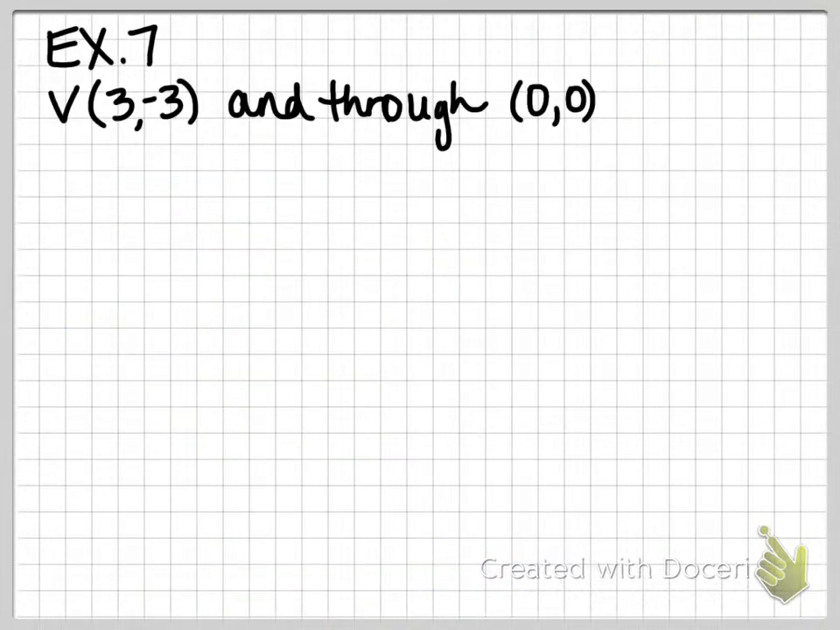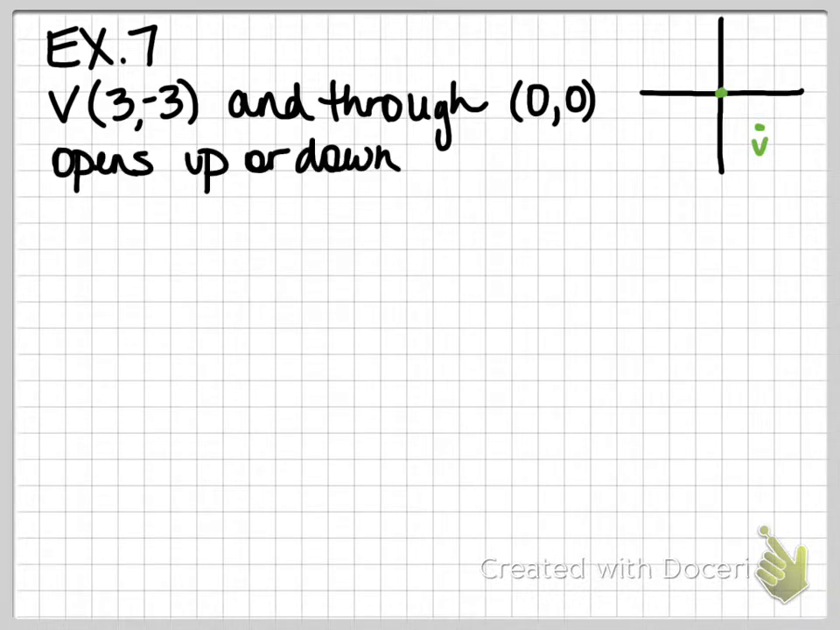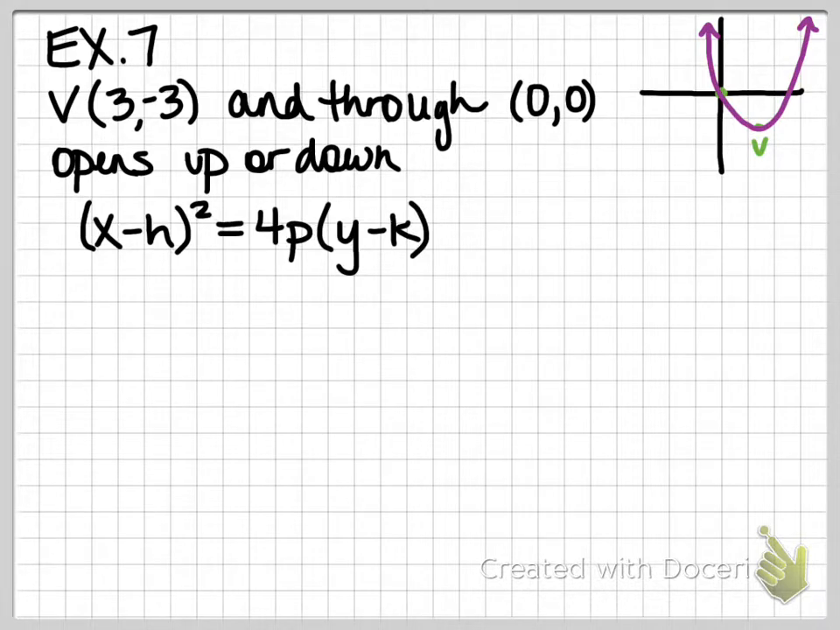Okay, last one. We're given the vertex is at 3, -3, and this parabola goes through the point 0, 0. So if I think about a picture, 3, -3 is the vertex, and it goes through the point 0, 0. Now they're also going to give you information on this type of problem, sort of a hint about what direction it opens. And the hint for this one is that it opens up or down. So the only possibility for this to work, for it to go through the vertex and through that point 0, 0, is it has to open up. So that means that this is an x squared equation. This is a vertical parabola.